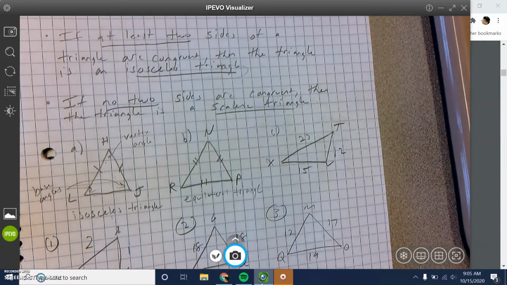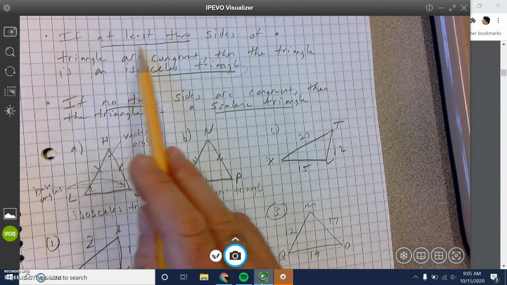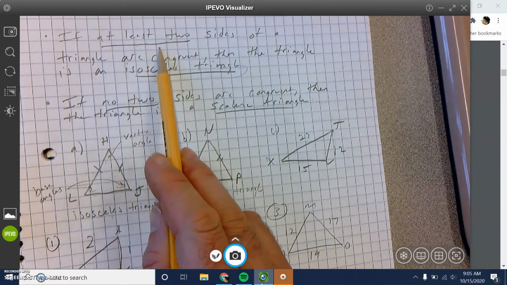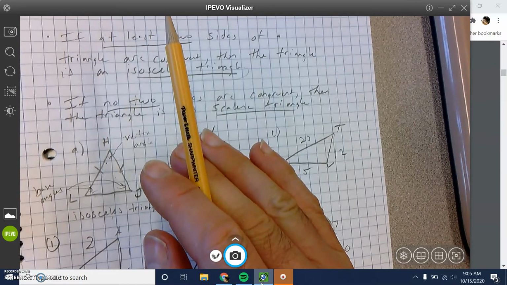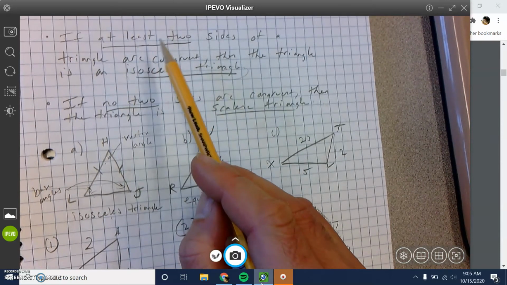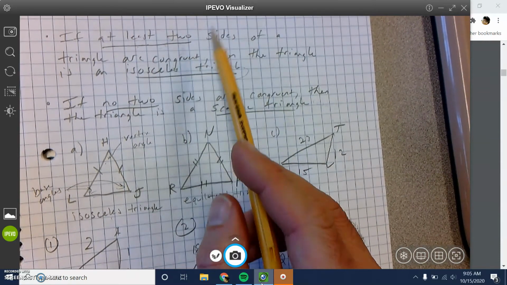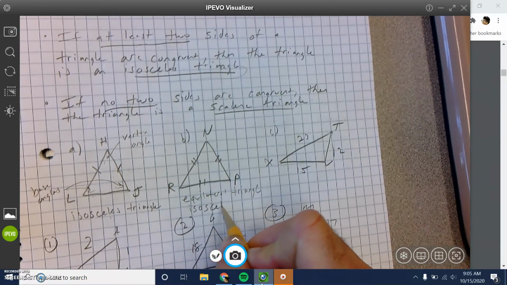Now here's something weird. They're going to try to get you on the EOC. Look at this definition. At least two sides. If you must be at least 2 feet tall to ride the ride, that means you can be 2 feet tall and everything above it, right? So this is at least two. That means 2 and above. So that's three sides also. So an equilateral triangle is also an isosceles triangle.